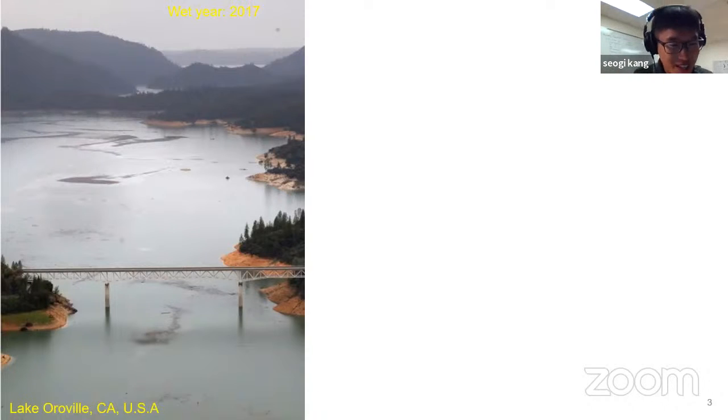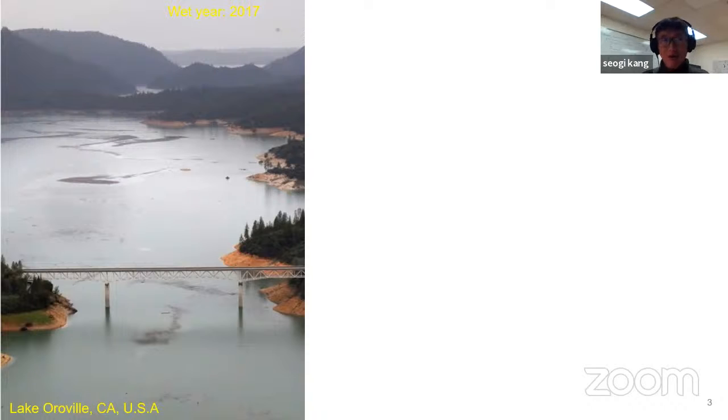This is an image of Lake Oroville in Northern California, USA. This is the picture in a wet year. What does a wet year mean? There's enough precipitation. And probably in Liverpool it's always a wet year, but in California there's a wet year and also a dry year, depending upon the amount of precipitation. In this situation, we have enough surface water that can be used for various purposes. It can be used for municipal use, drinking water for domestic use, and irrigation water for farming. In this situation, we may not have any problem.